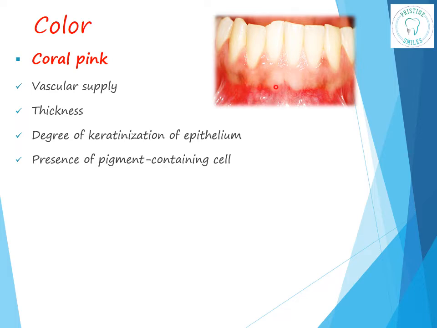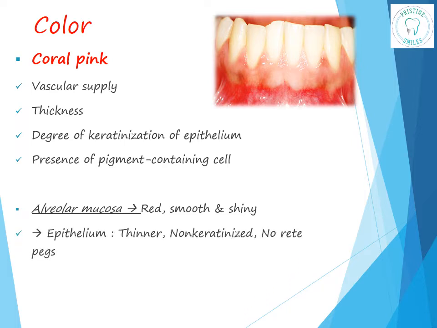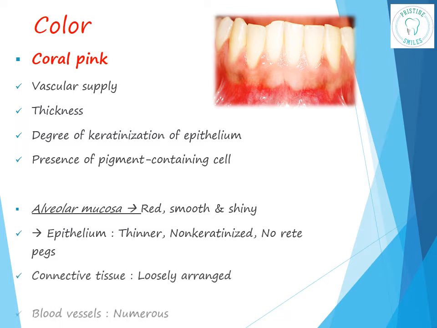This alveolar mucosa is red, smooth and shiny. Now why this difference? The answer lies in the epithelium. The epithelium in case of alveolar mucosa is thinner compared to that of the gingiva. Here it is non-keratinized, whereas in case of gingiva it is the keratinized epithelium. The alveolar mucosa does not have any rete pegs. The connective tissue is loosely arranged and the blood vessels are numerous.